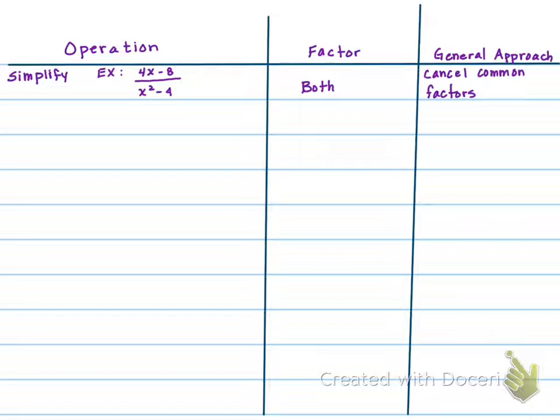So in this example, we would start by factoring. We have a GCF of 4 on top, and then the difference of squares on the bottom. So we factored both the numerator and denominator, and then we identify any common factors and cancel them. So we would get 4 over x plus 2.